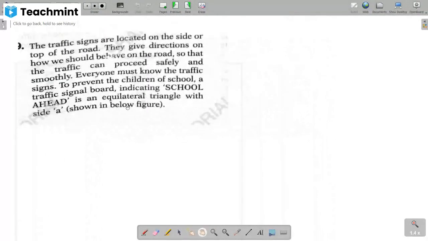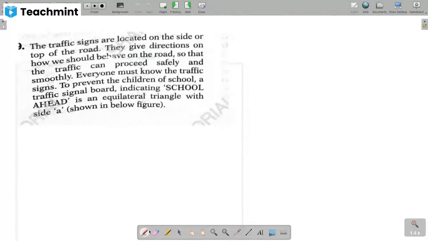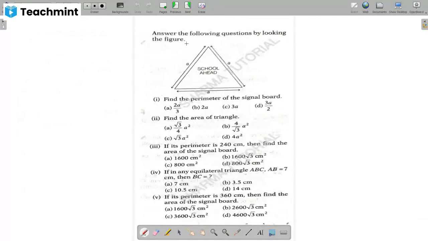So today we will solve a question based on Heron's formula, a case study based question. The question given is, the traffic signals are located on the side or top of the road. They give directions on how we should behave on the road so that the traffic can proceed safely and smoothly. Everyone must know the traffic signs. To prevent the children of school, a traffic signal board indicating school ahead is an equilateral triangle with side A, as shown in the given figure.